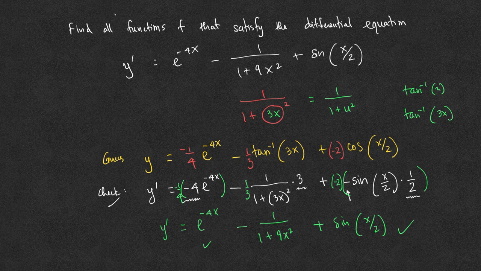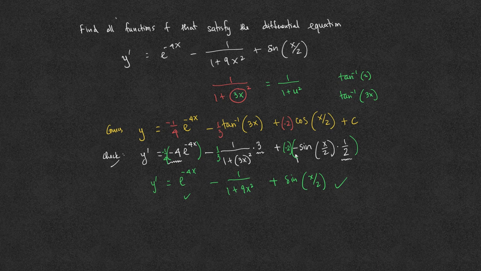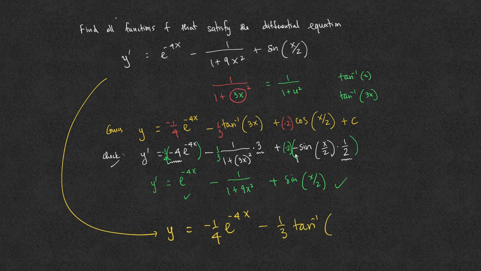So this checks out. In the final answer, we would need to add a constant c. So the antiderivative, or all of the functions that satisfy the differential equation, is y equals negative 1 over 4 e to the negative 4x minus 1 over 3 tangent inverse of 3x minus 2 cosine of x over 2 plus c. This plus c will give us infinitely many functions f, and y is the function f of x that we're looking for. And again, this constant c will give us all functions that satisfy this differential equation.